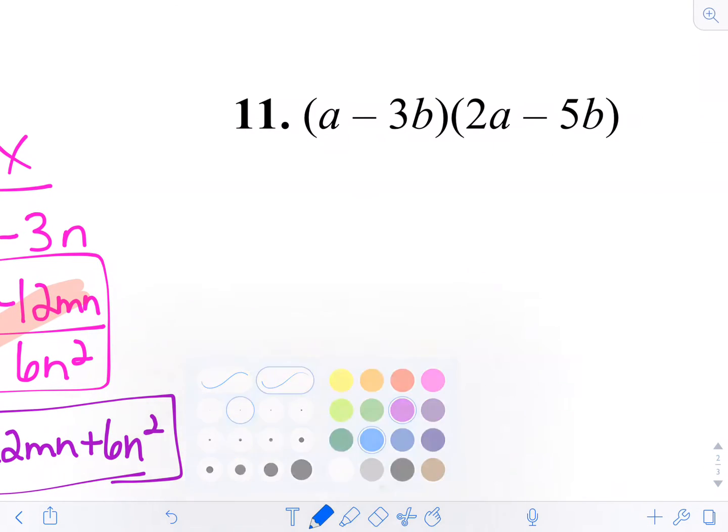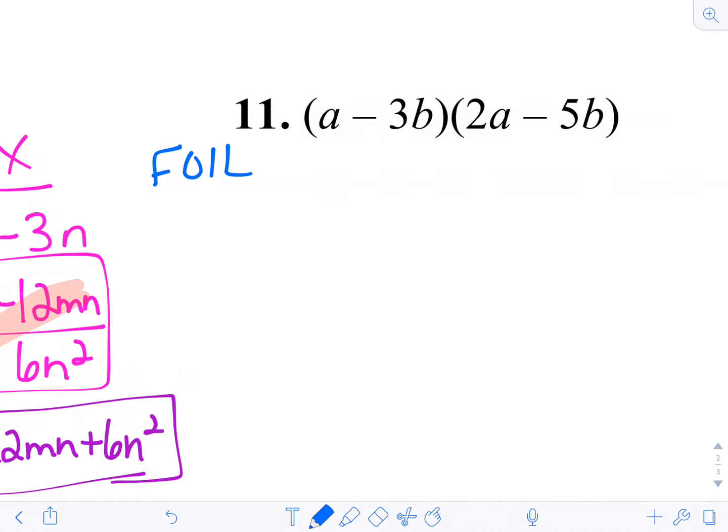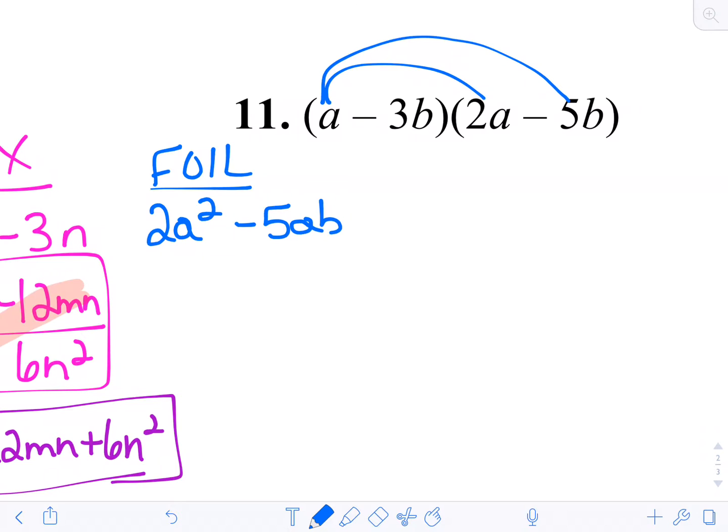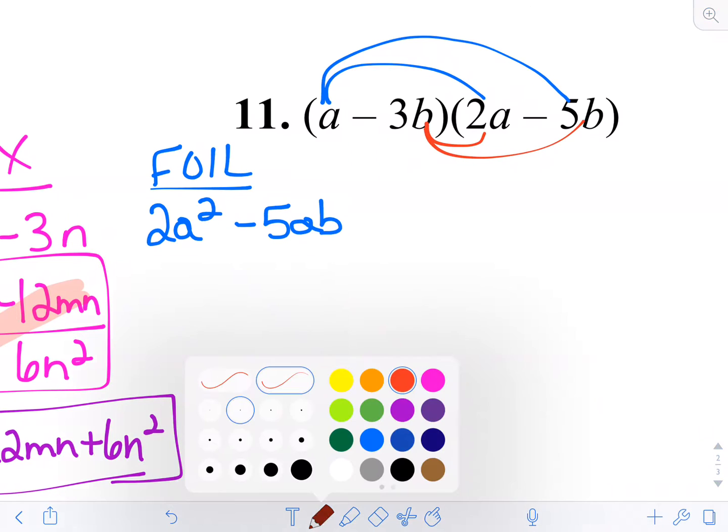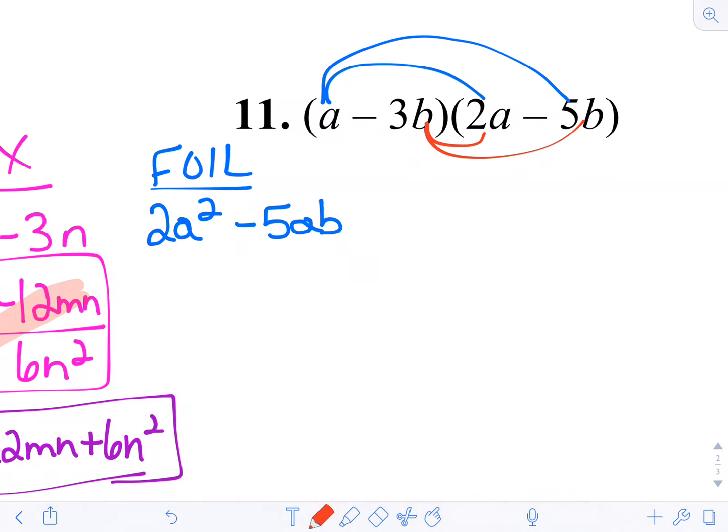Okay, so again, we're going to FOIL. So I have a times 2a, a times negative 5b. So you have 2a squared, negative 5ab, because I put it in alphabetical order. And then we have your inner and last. So then I have, keep that, negative 3 times 2 is negative 6ab. Negative 3 times negative 5 is a positive 15. B times b is b squared.